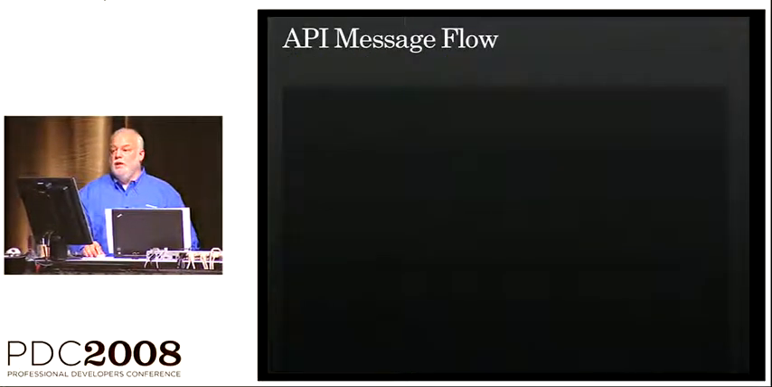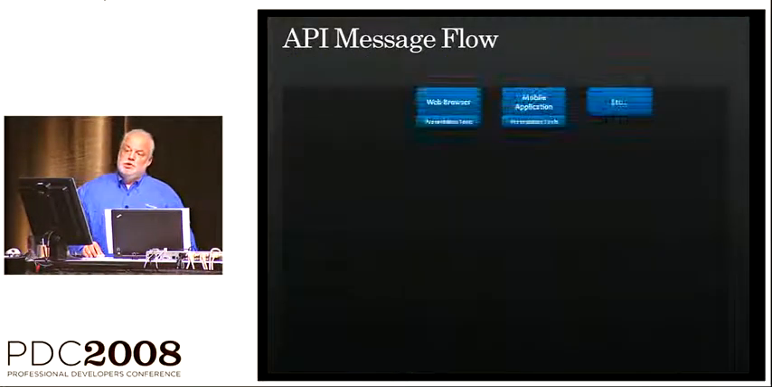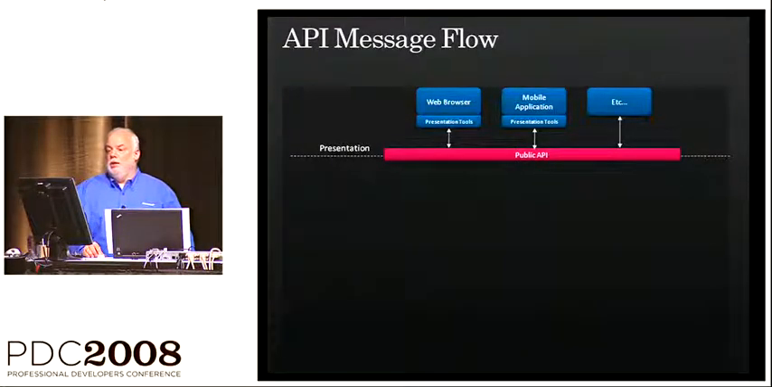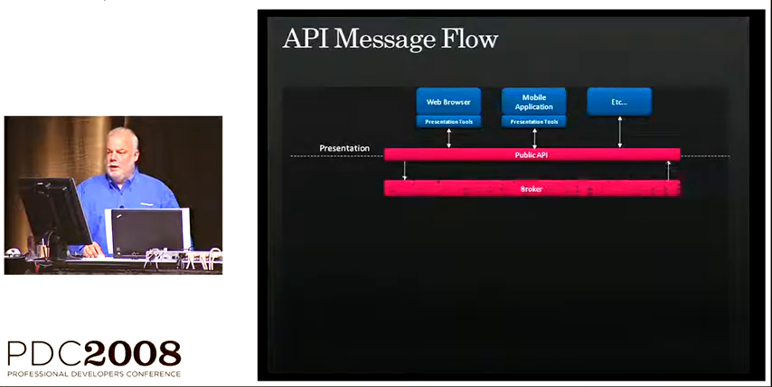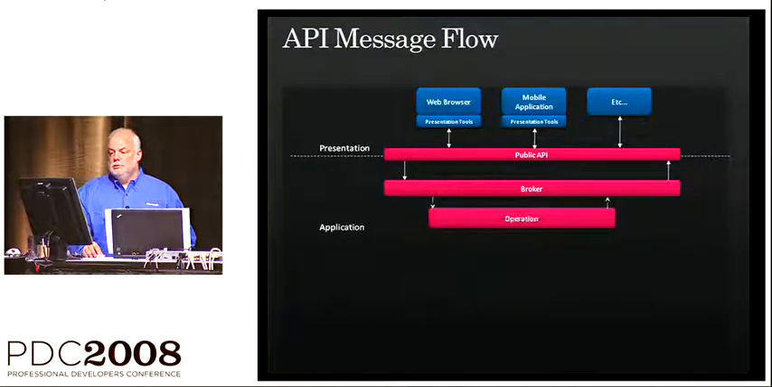So let's talk a little bit about the API message flow. Messages usually start out at a presentation layer. The presentation layer needs some pieces of data from the back end. So it gathers the request up and forms a message out of it. Sends the message to our public API. The public API calls the broker and says, here's a message. The broker looks at the message and determines which operation you're asking for. He then invokes that operation.